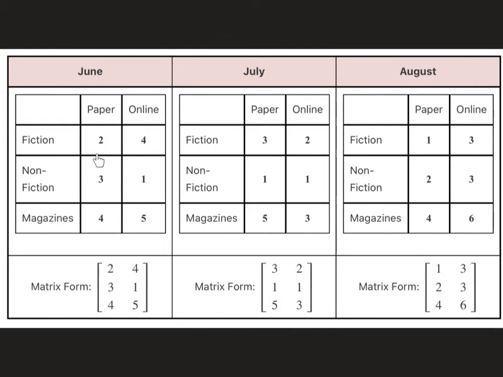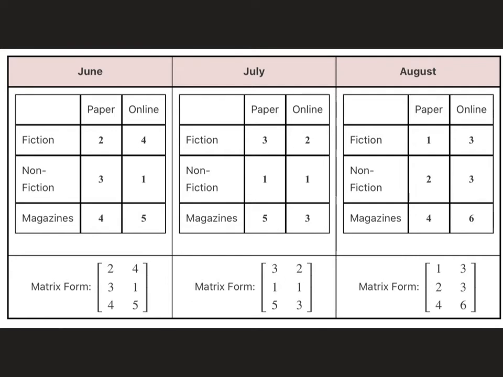What you also see are some values. This is a way to interpret information, right? This is telling me that in June, two books were rented that were fiction and paperback. You could also say in June, 4 books were rented that were fiction and online, okay? So you might remember this from a data collection unit in the past, but it's fairly simple to understand if you've never seen it before.